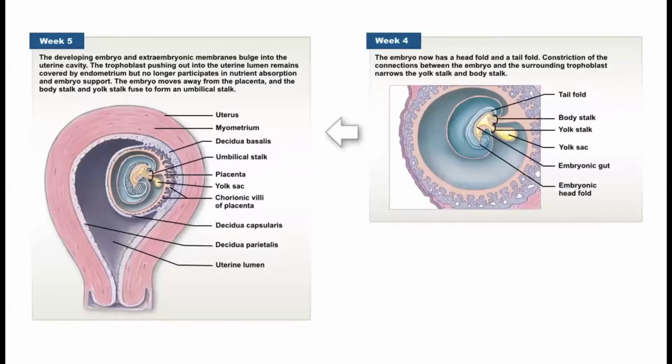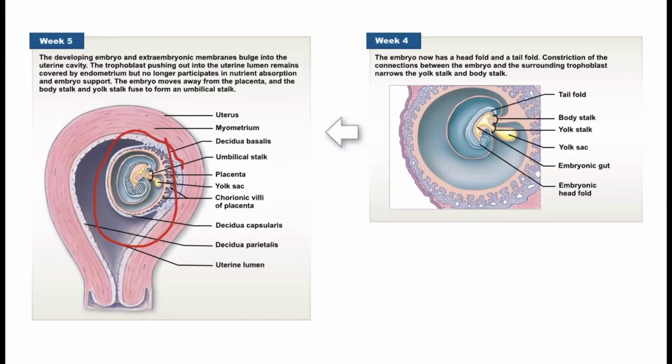You can see it developing into the wall of the uterus here. You see the uterus, the myometrium. The myometrium is the muscle part of the uterus. The endometrium is the inner lining, and the perimetrium is the outer lining. Remember those three layers of the uterus.